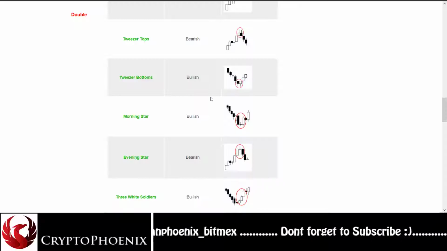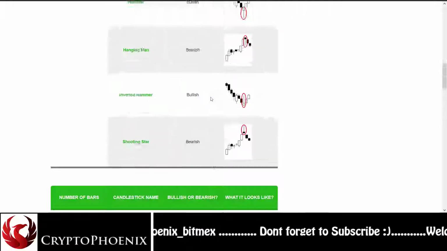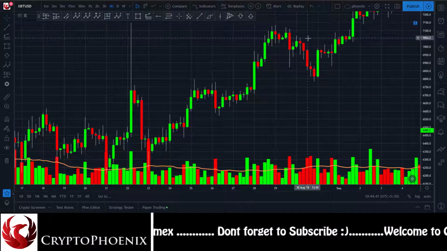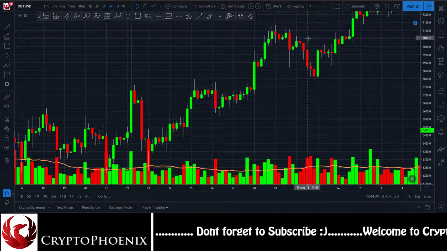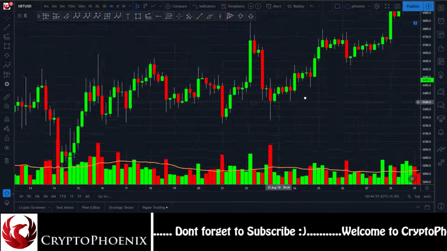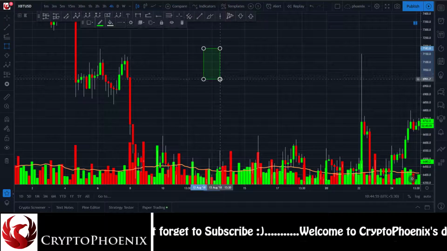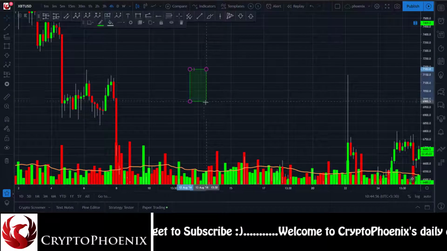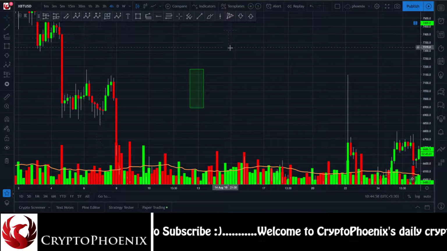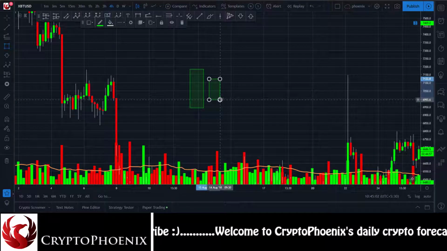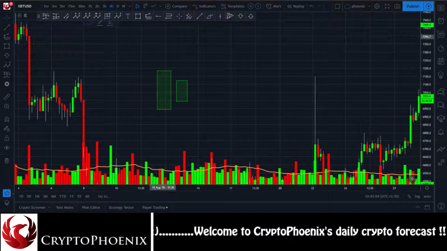And one candlestick which is not discussed here is the bullish and bearish harami candle, and let me find such an example for you guys. So let me show the typical example of bullish or bearish harami. So bullish, this candle, let me draw first and explain to you guys.